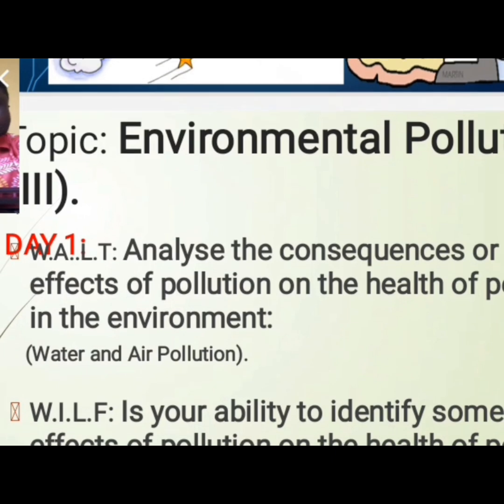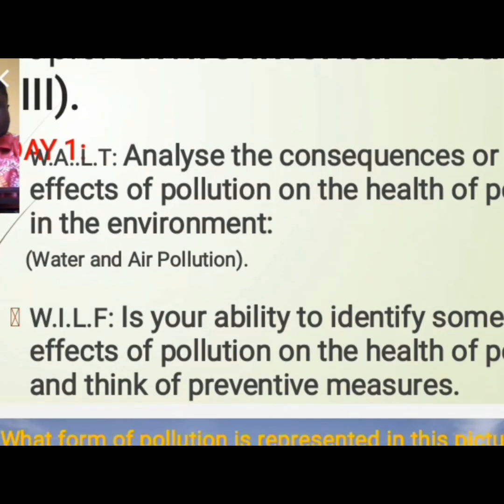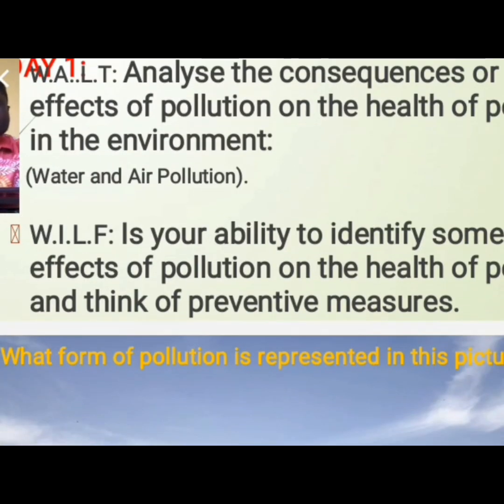Today's topic is environmental pollution, part 3. In the previous classes, we've looked at environmental pollution, parts 1 and 2. So in today's lesson, we're going to take a step further to look at other aspects of pollution in the environment. We're learning to analyze the consequences or effects of pollution on the health of people in the environment. In this particular session, we're looking at water and air pollution particularly, and what effects they cause to man and other animals, including plants in the environment.